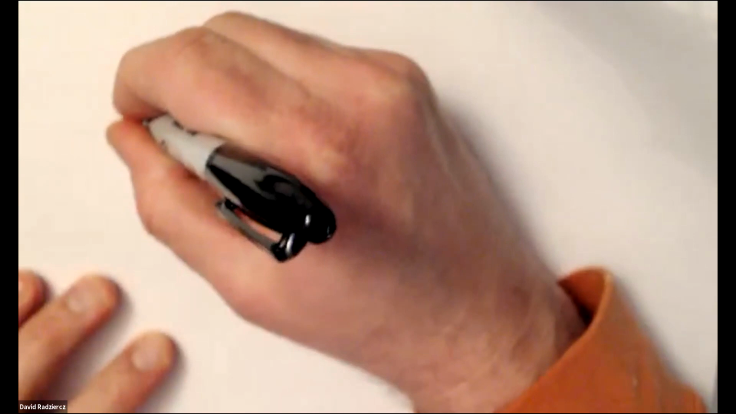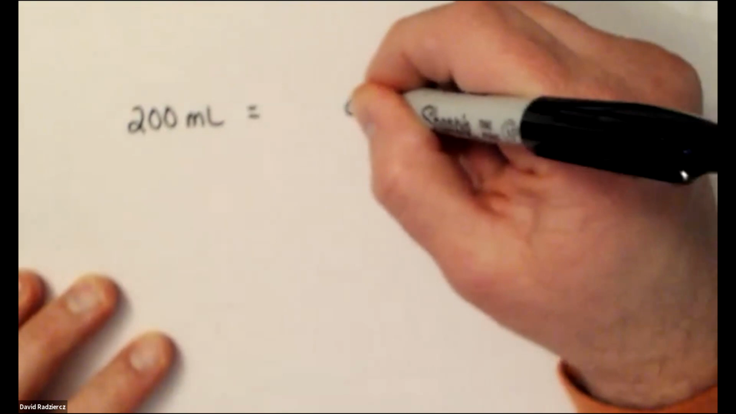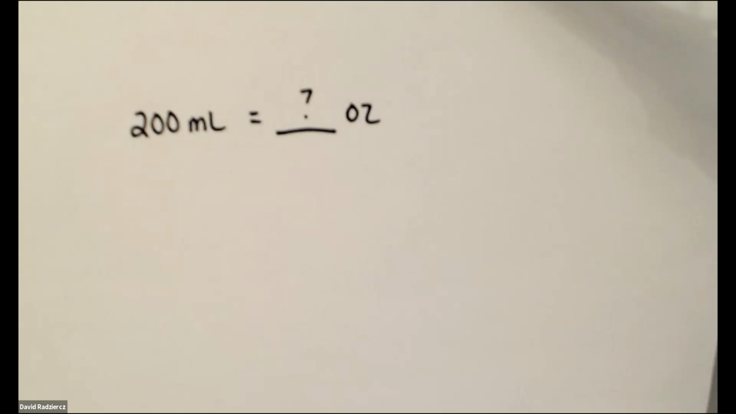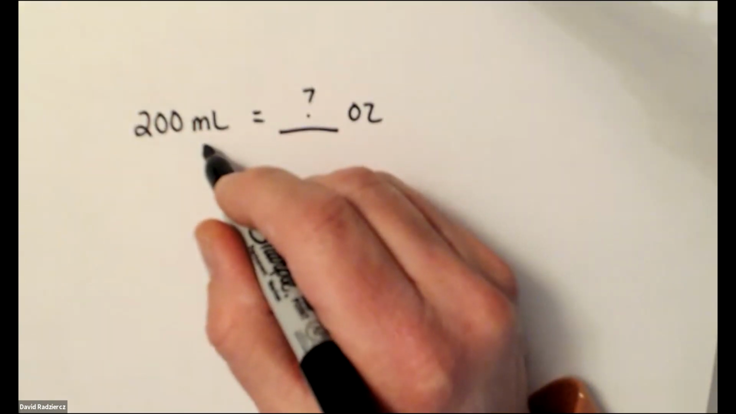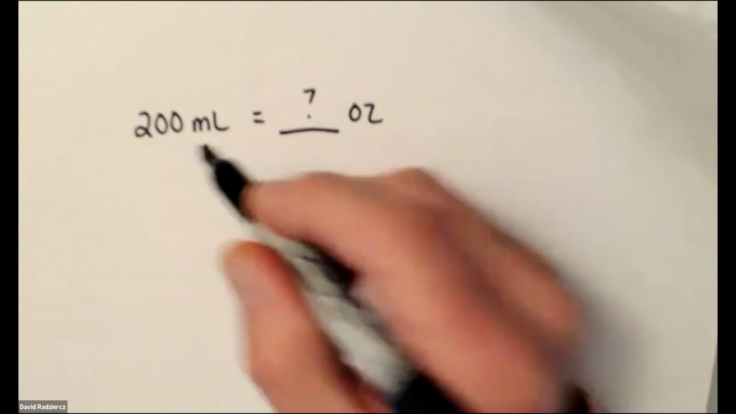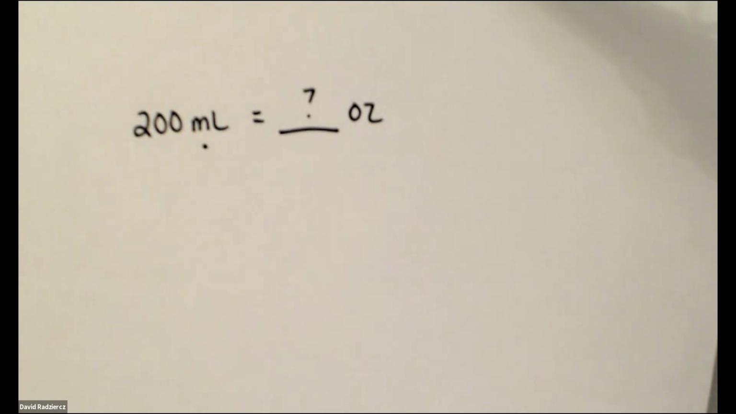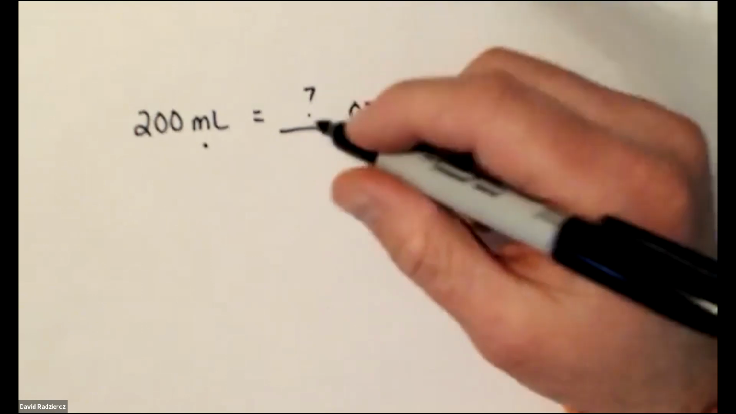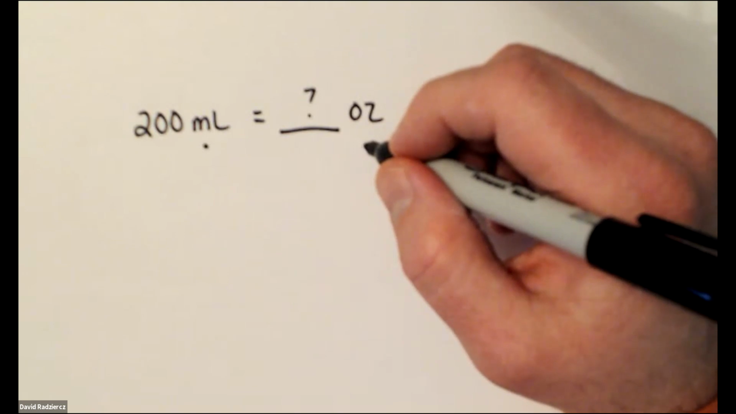So the question said, I want to go from 200 milliliters and I want to know how many ounces that is. Now, first of all, something you need to know: when you go from the metric system, which is what milliliters is denoted in, to the American standard system, you may need to round for those types of problems.